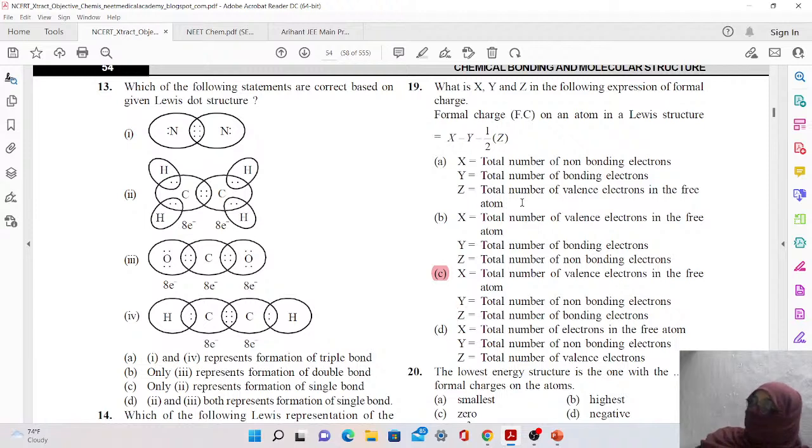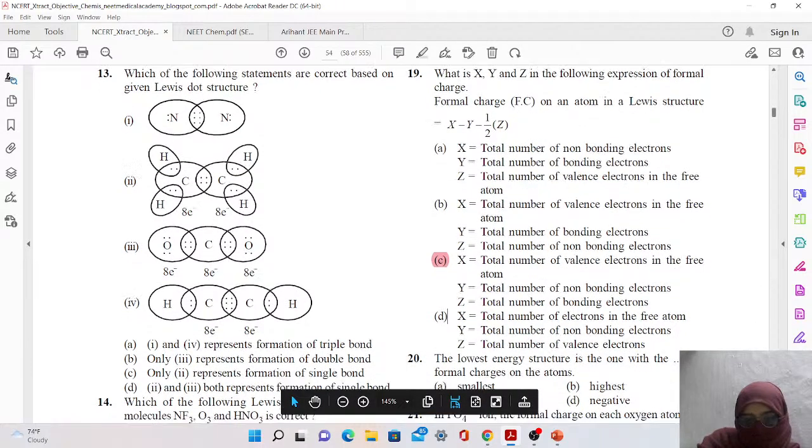Because I said the last one is bonds. They are telling bonding electrons by 2. They are dividing Z by 2, so bonding electrons will be double the bonds. That's why they are dividing by 2. They both are the same ways. Let us just check.